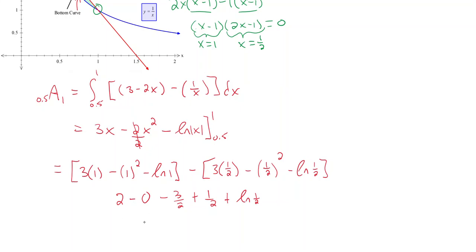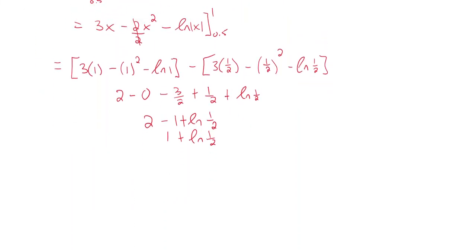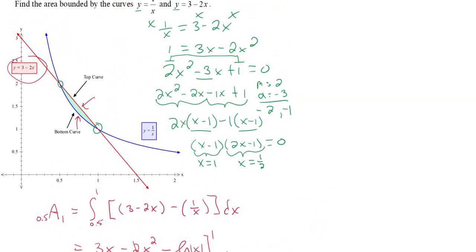So negative 3 plus 1 is negative 2, so negative 2 over 2 is really negative 1. So 2 minus 1, oh yeah, sorry, plus the natural log of 1/2. So this was 1 plus the natural log of 1/2. And there you go. That would be our area from 0.5 to 1, the area between the curves, the green part here.